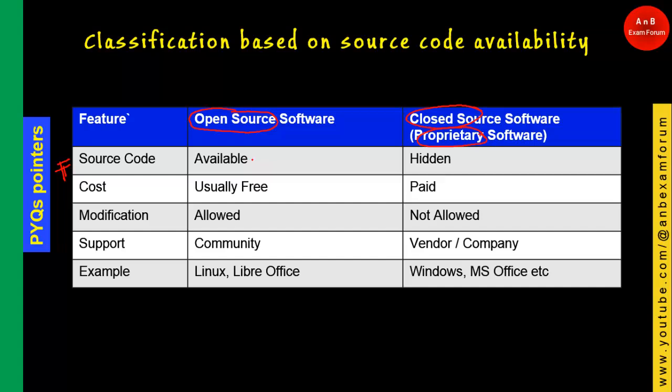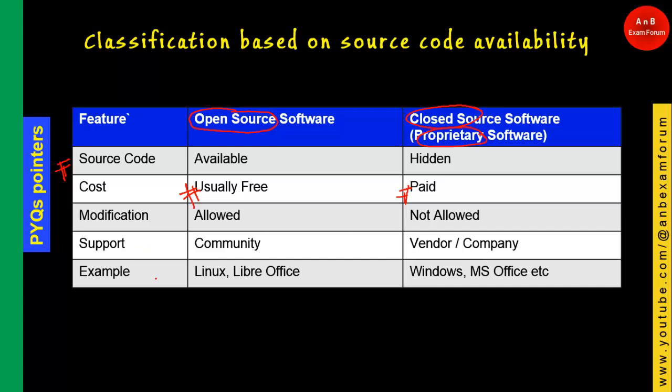And if we talk about the cost, since it is open source, normally they are free, but they are under license terms. And these are the paid software. Modification is allowed in the open source software. You can modify it, but since source code is not available in the proprietary software, you are not allowed to make any changes. And community-wise, there is very good support for the open source software, whereas for proprietary software only vendors and companies are allowed to do the change and support.